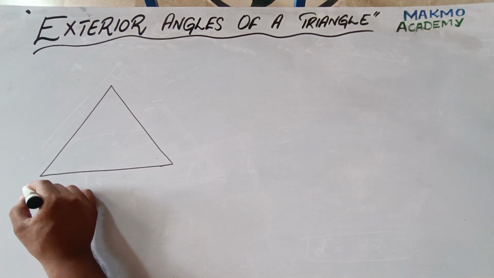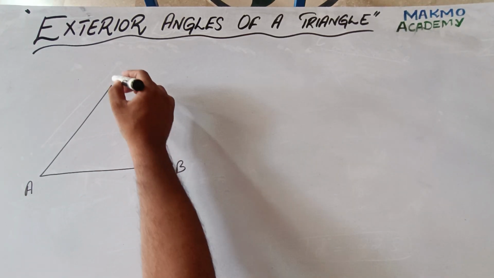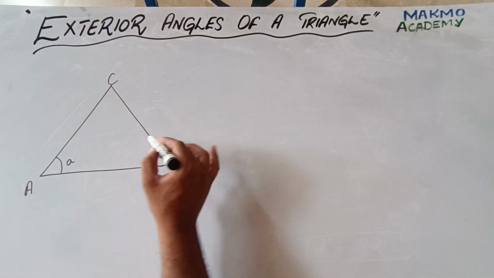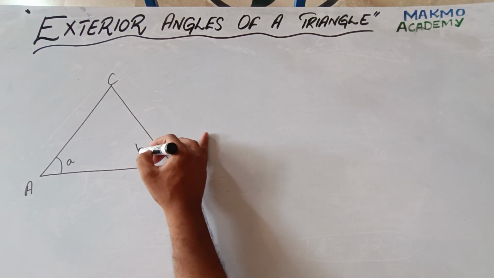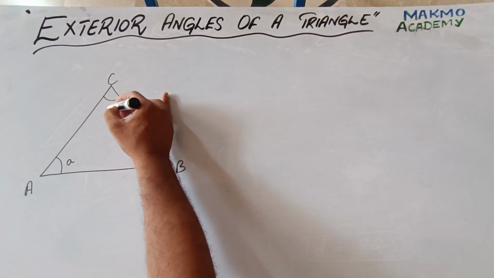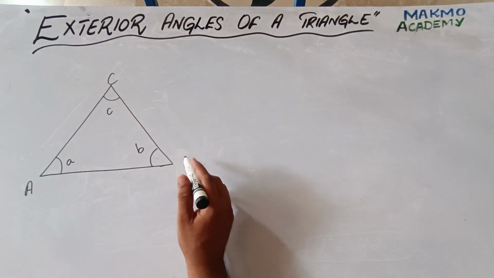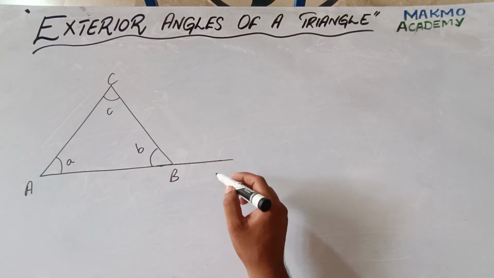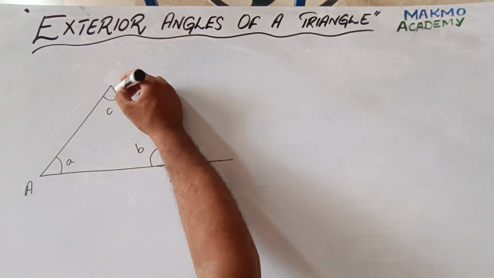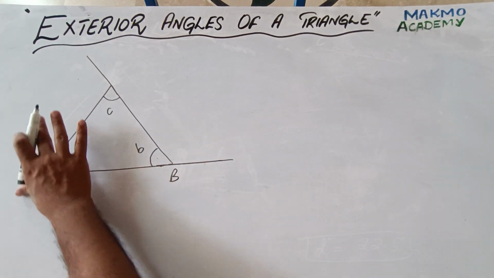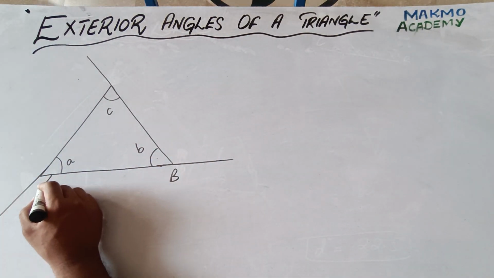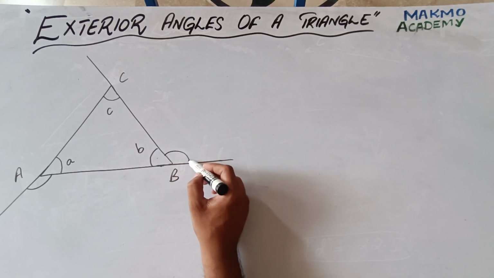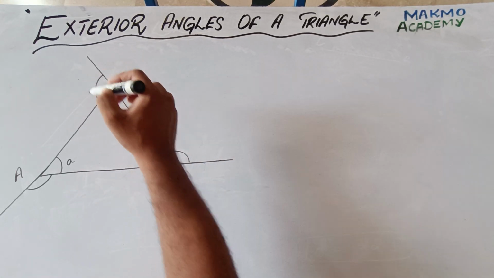For example, if we have a triangle A, B and C, in this triangle these three are interior angles: angle A, angle B and angle C, and their sum is equal to 180 degrees. But if we extend this line, and this line, and this line, they will form exterior angles. These angles are the exterior angles of this triangle.